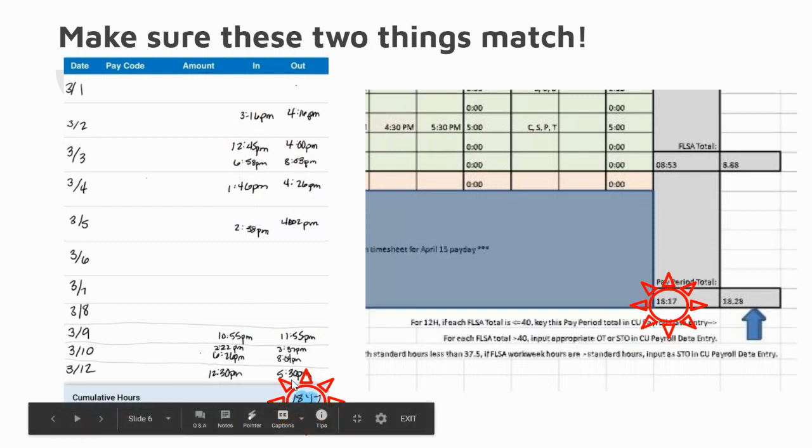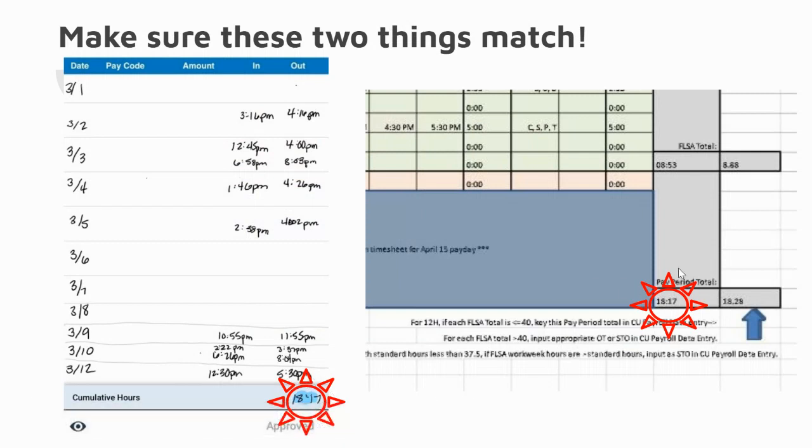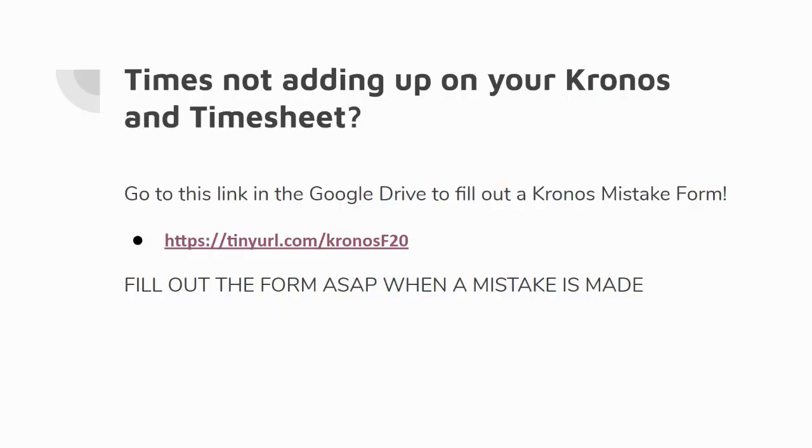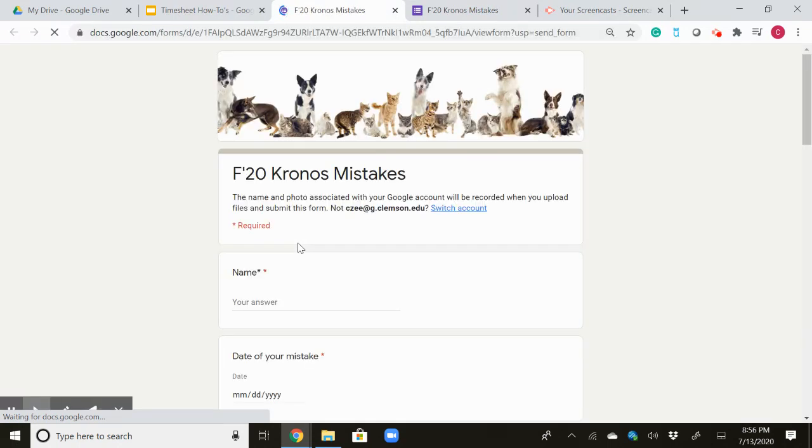So make sure your cumulative hours on Chronos and your pay period total on your timesheet match. This is very important for your pay. And if they're not adding up, go to this link in the Google Drive, and it is a Chronos mistake form for you to have it be fixed.